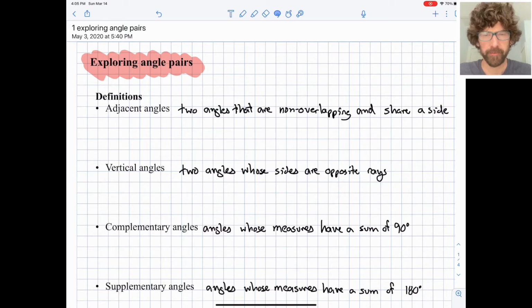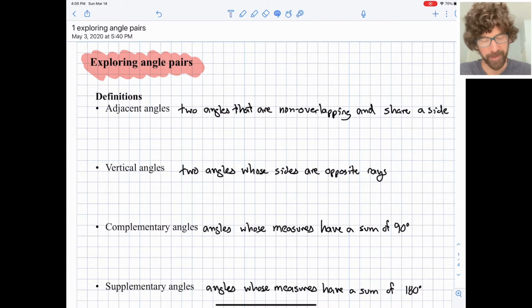All right, this is our next video for geometry. Title of this video is Exploring Angle Pairs. We'll be looking at pairs of angles today, and we will start off with an introduction, a few definitions, and then do some solved examples.